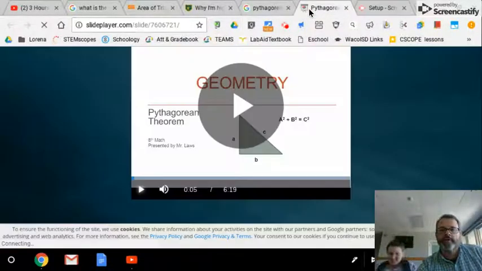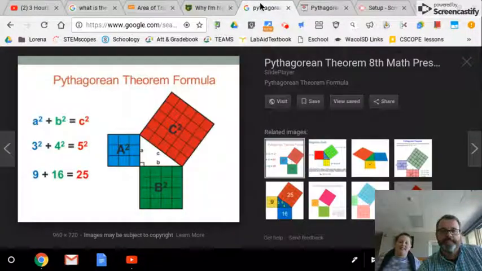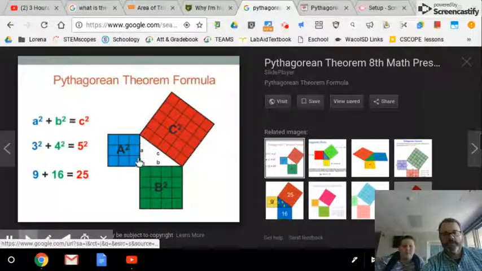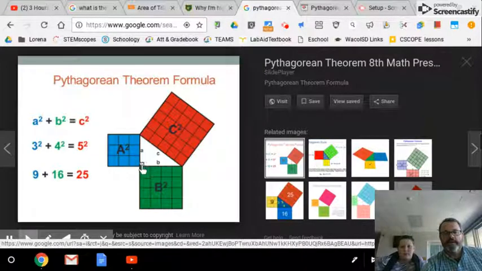All right, so I want to look at this one. So this is the Pythagorean Theorem. Okay, this is a triangle. It's got a right angle in it, and that's how you know this is a right triangle, and that's how you know this Pythagorean theorem should work, okay?